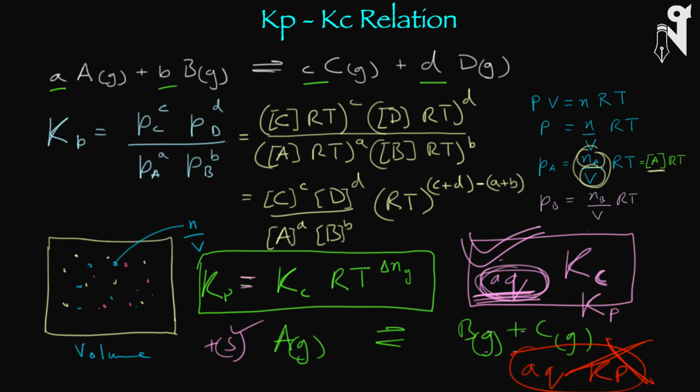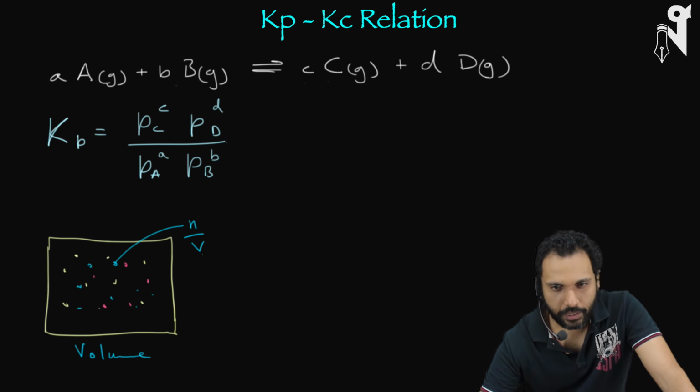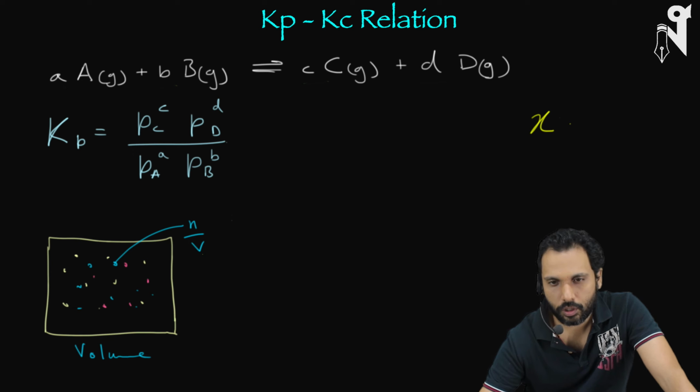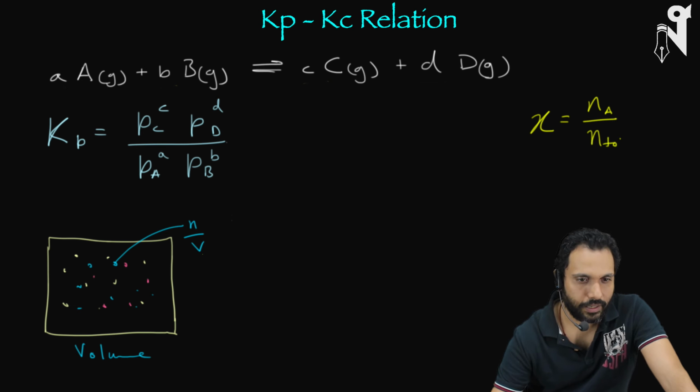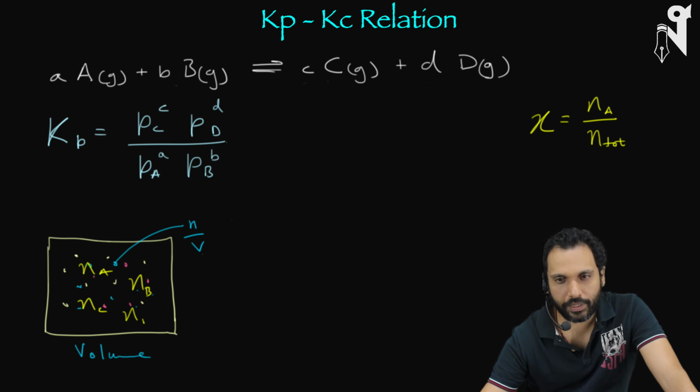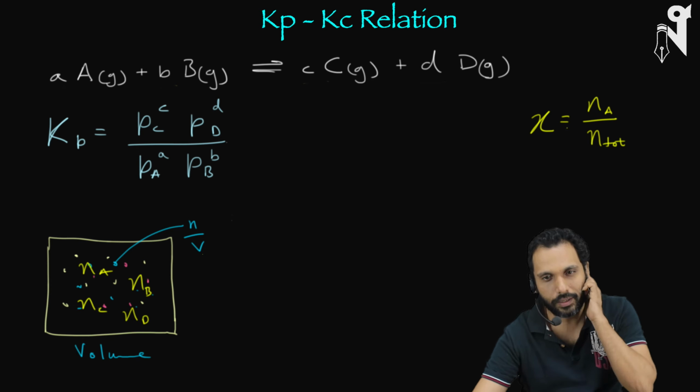There is another relation which is very seldom used, that is K in terms of mole fraction. So I'll rather derive that also. I hope you remember what mole fraction was. It was denoted by the letter chi, and it was number of moles of one of the species divided by total number of moles. So in this chamber you'll have Na, Nb, Nc, Nd, and the total number of moles will be Na plus Nb plus Nc plus Nd. That's your mole fraction of A over here.